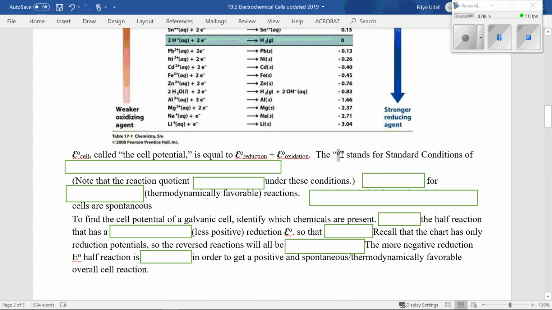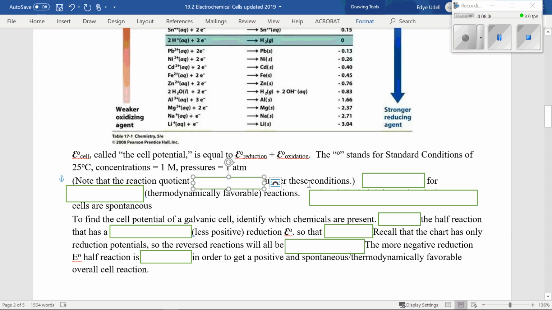And that little zero stands for the standard conditions of 25 degrees Celsius. All concentrations are 1 molar and all pressures are 1 atmosphere. And remember our reaction quotient from the equilibrium section a few chapters ago. Q is products over reactants for anything that's not a solid or a liquid. And if all reactant and product concentrations and pressures are 1, then Q is 1.